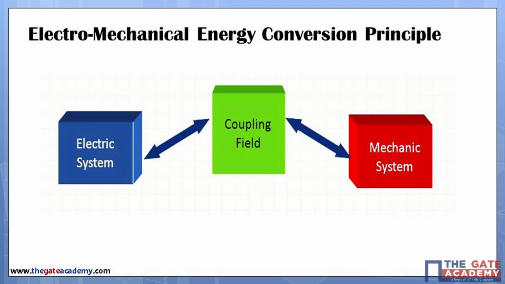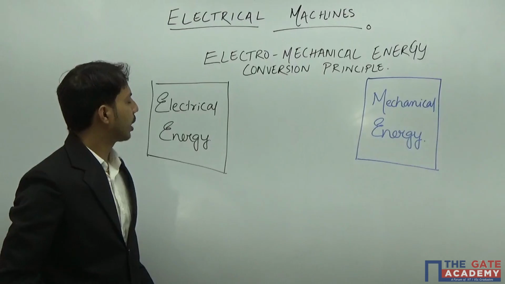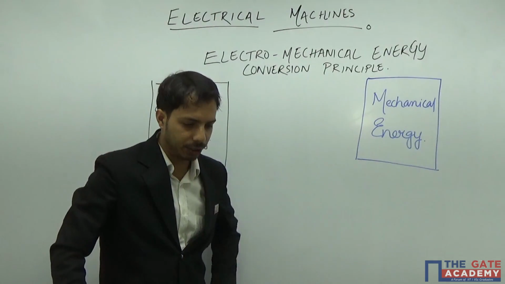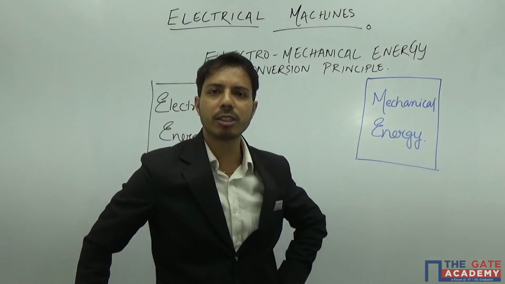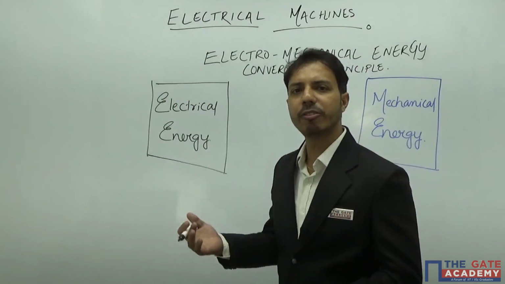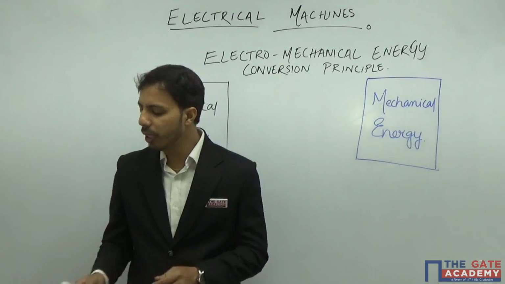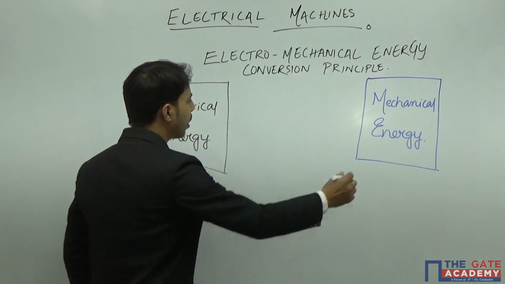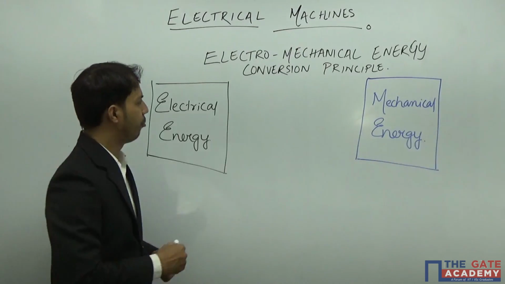that is called the electromechanical energy conversion principle. Now what is this principle? This principle is based on the conversion of both these energies. What this principle says is that you cannot directly convert electrical energy to mechanical energy, or mechanical energy directly to electrical energy. What you need is an intermediate, and that particular intermediate is known as the coupling field.